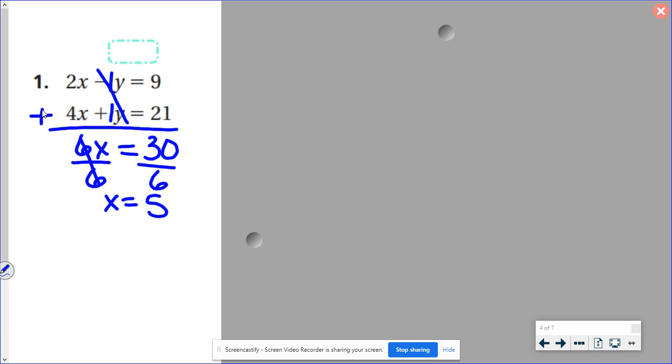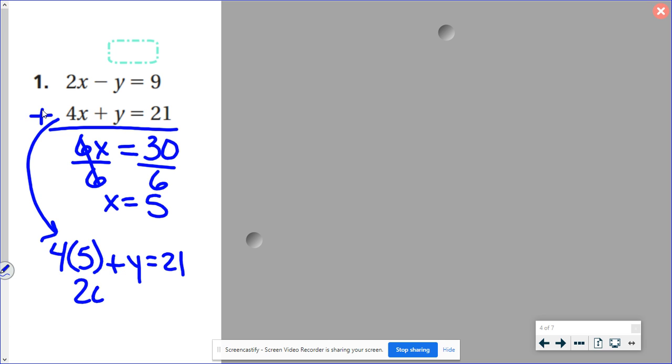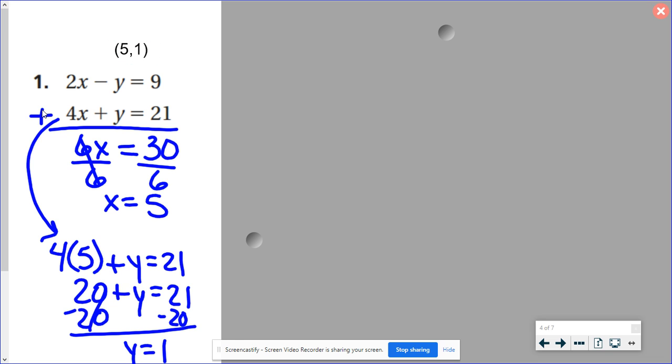Once I know what the x is, I can find the y. It might even help if I get rid of some of my writing up here. I'm going to use the second equation, this one right here. I'm going to say 4 times, here's what my x was, plus y equals 21. And we can solve this. We're good at solving just regular equations. Y equals 1. So if I know the x, I know the y, I can write my ordered pair. And remember, the x has to go first.